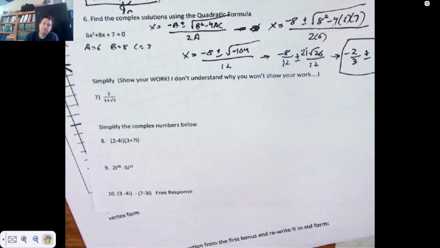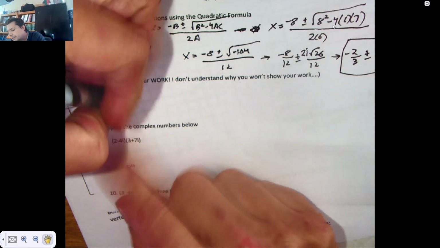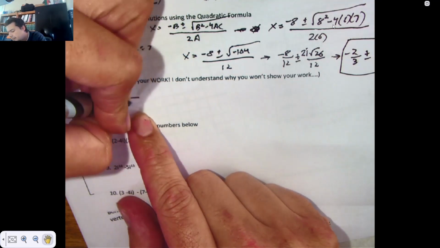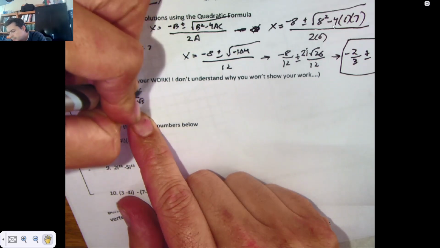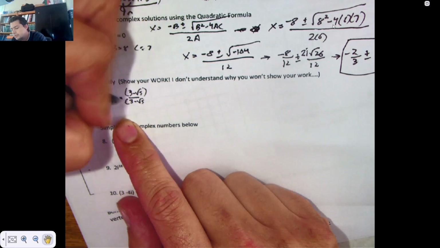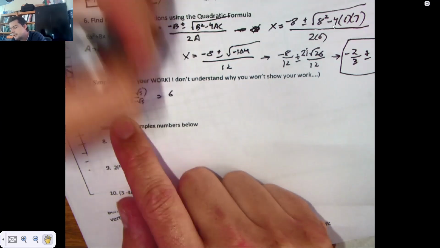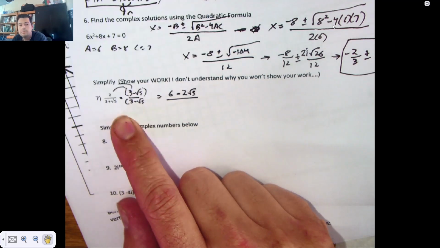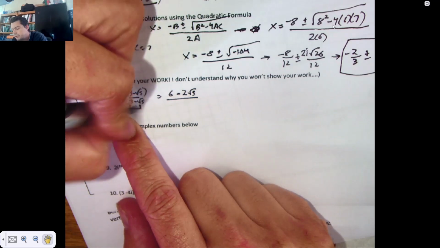So this is 2 over 3 plus the root of 5. To simplify this, you multiply the numerator and denominator by the conjugate of 3 plus root of 5, and the conjugate of 3 plus root of 5 is obviously 3 minus root 5. You'll distribute up top. 2 times 3 is 6. 2 times the negative root 5 is negative 2 root 5.